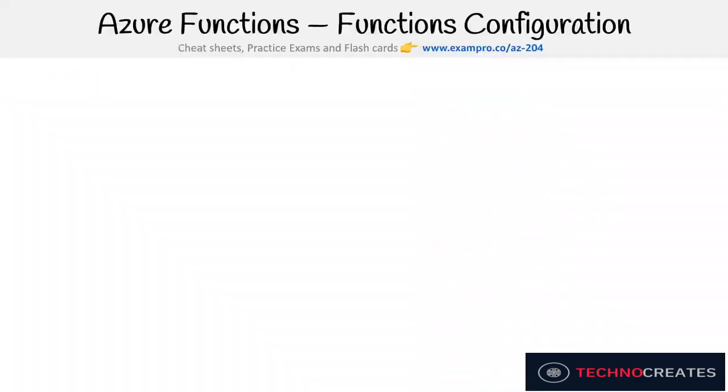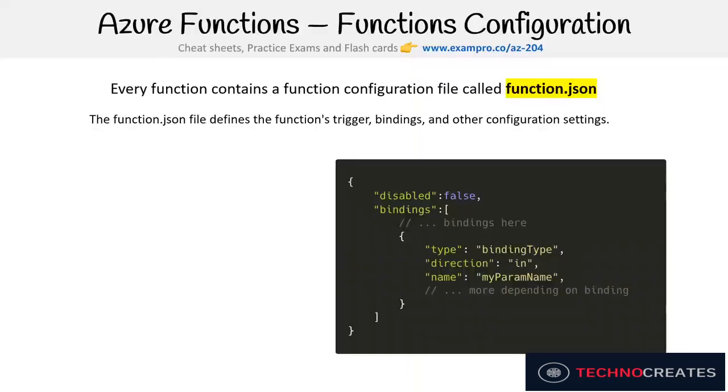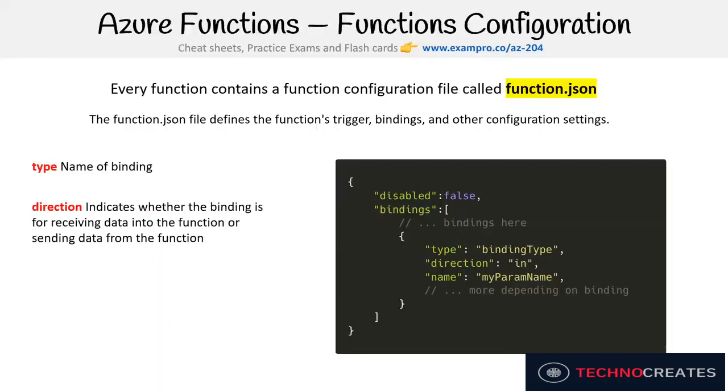So for every single function, there is a function configuration file called function JSON. And so there's the structure there, and it defines the function's triggers, bindings, and other configuration settings. When you choose a template, you're going to get some default stuff there. Let's talk about three main things under bindings. So you have the type of binding, which is just the name of the binding, which will affect the other attributes that are underneath. Often you'll have a direction like in and out.